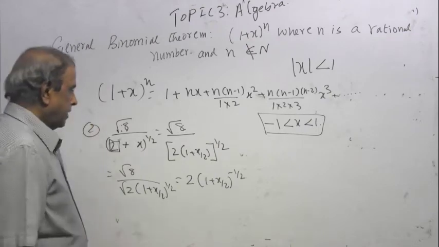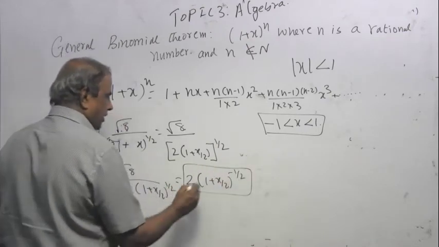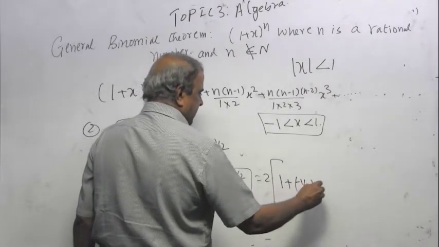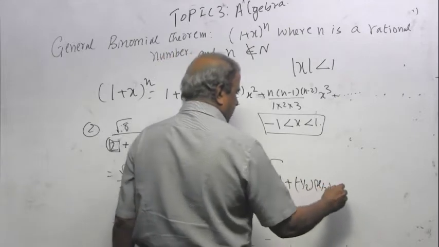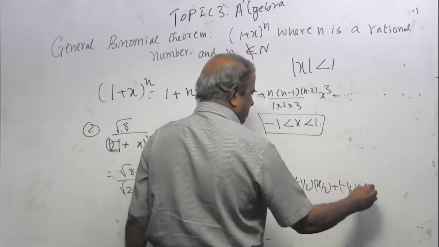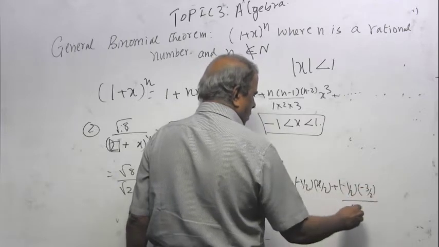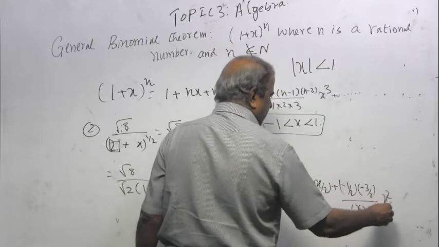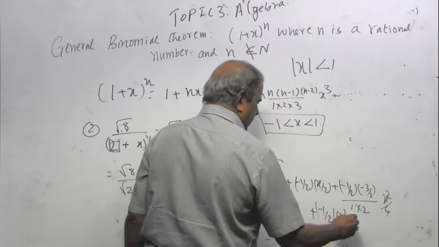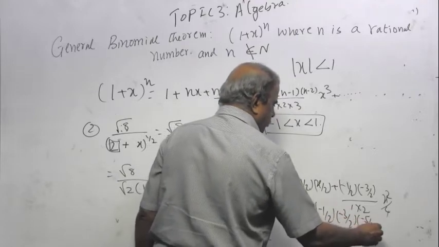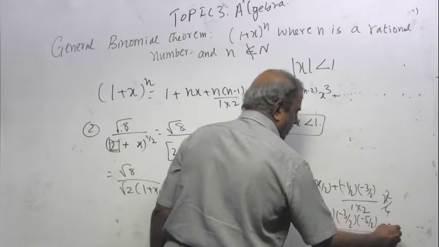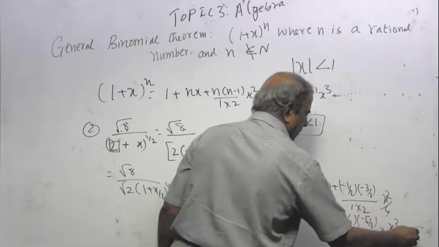Be careful. So I need to expand this. So that is 2 times 1 plus n times x, plus n times n minus 1 over 1 times 2, x squared. I'll straight away write x squared over 4, plus n times n minus 1 times n minus 2 over 1 times 2 times 3, x cubed, plus dot dot dot.